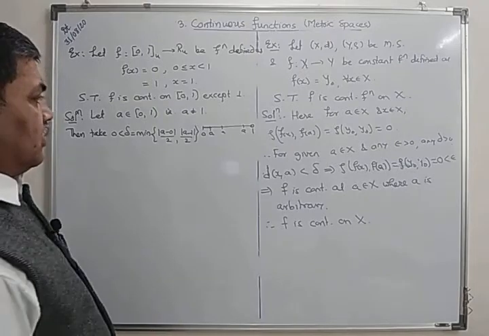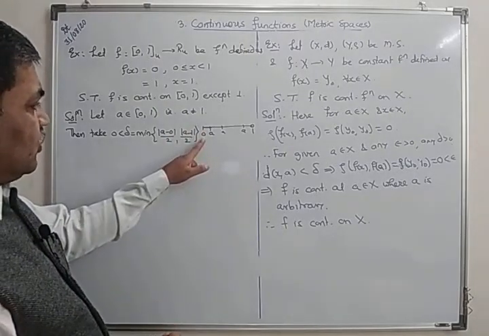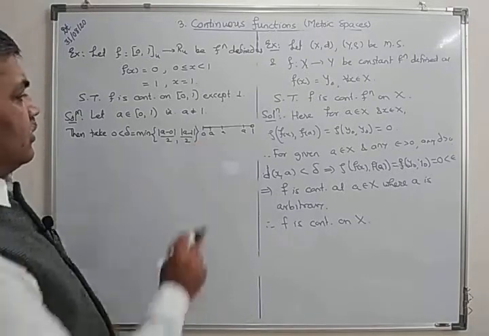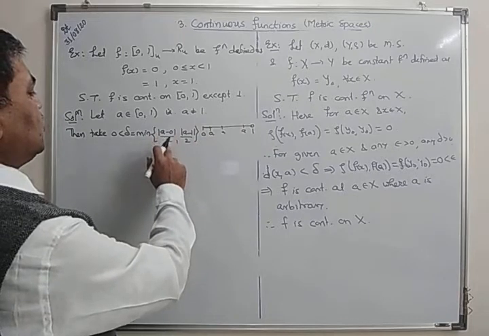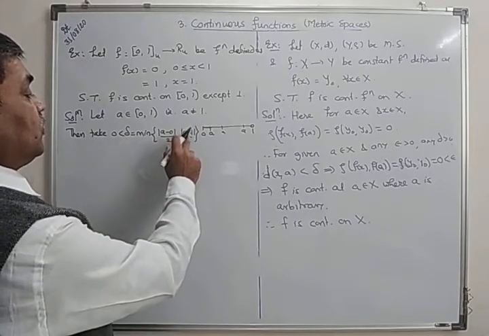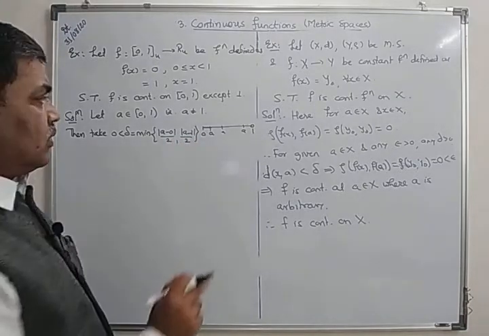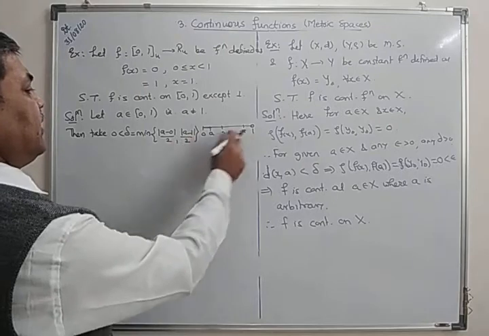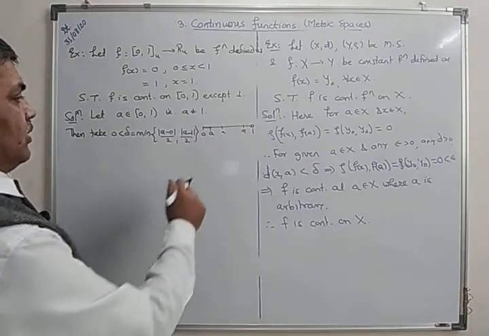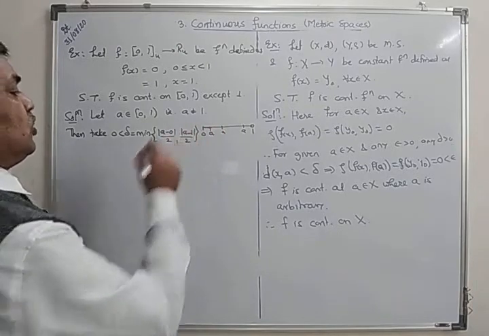Minimum. If a is 0, then a minus 0 gives us 0, so don't take that delta. Then I will take mod of 0 minus 1 by 2, that is 1/2, that is 0.5. And if a is near to 1, then I will get mod a minus 1 by 2. If a is here, then a is near to 0.